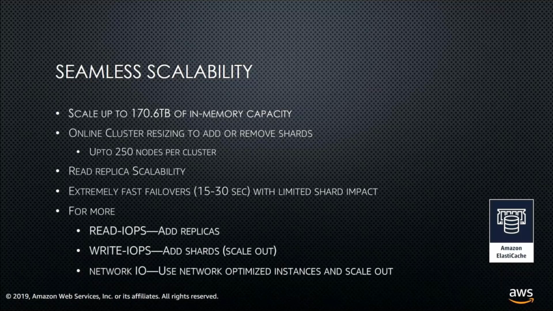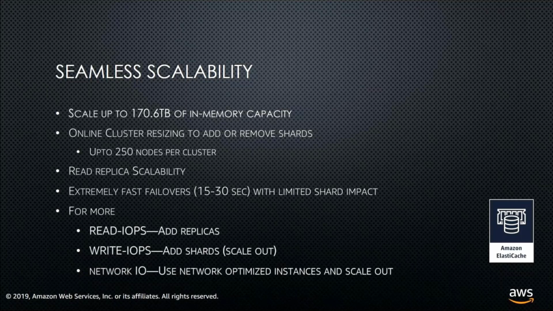To scale read capacity, ElastiCache allows you to add up to 5 read replicas across multiple availability zones. To scale write capacity, ElastiCache supports Redis cluster, which enables you to partition your write traffic across multiple primaries, also called sharding. Now let's discuss two Redis shard configuration examples that utilize this 250 node limit.